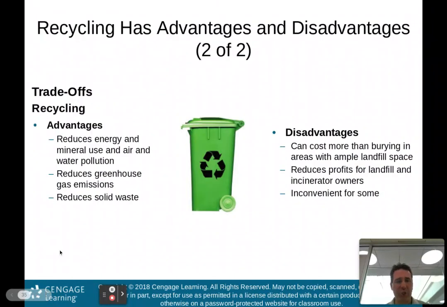And so again, here's your chart. Trade-offs for recycling. Advantages: reduce energy and mineral use, air and water pollution, reduce greenhouse gas emissions, reduces solid waste. Disadvantages: can cost more than burying in areas that have ample landfill space, but a lot of areas are losing that, especially here in the New York City metro area. Reduces profits for landfill and incinerator owners and might be inconvenient for some, but obviously the advantages far outweigh the disadvantages when it comes to recycling.